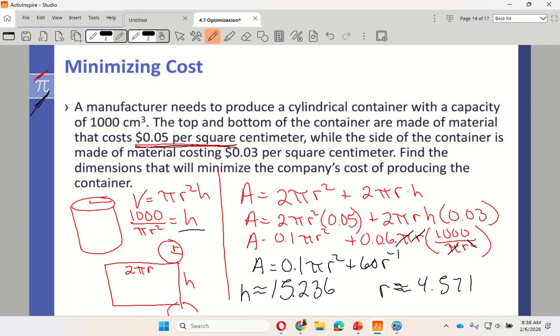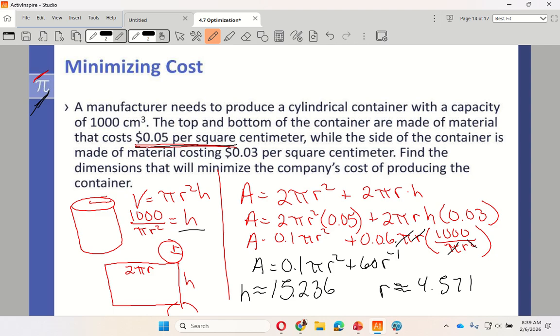So, as a side note, what else could I do? I have the dimensions. What else could they ask for? The volume? No, we already know the volume. Yeah, the surface area. We know we can plug that in, so we can get the surface area. And what else can we get? How about cost? Yeah, we're trying to minimize cost, right?